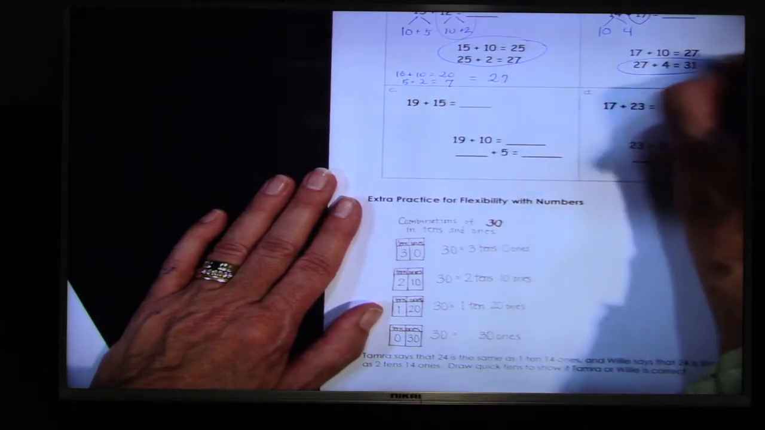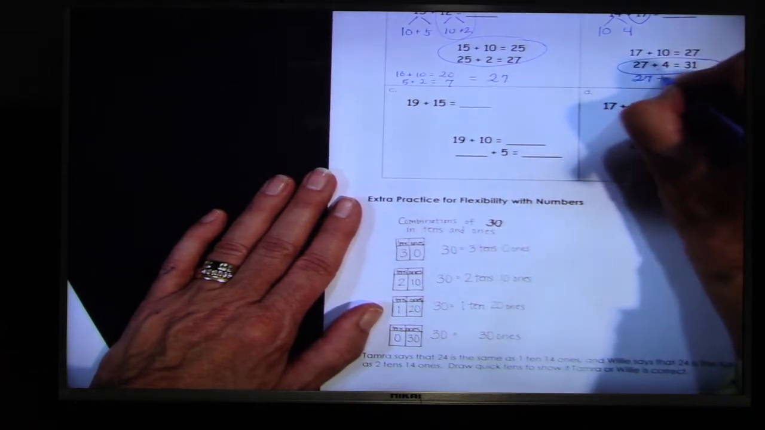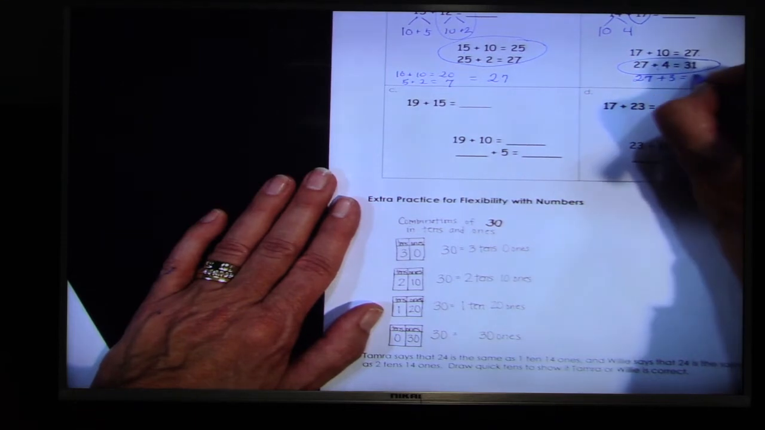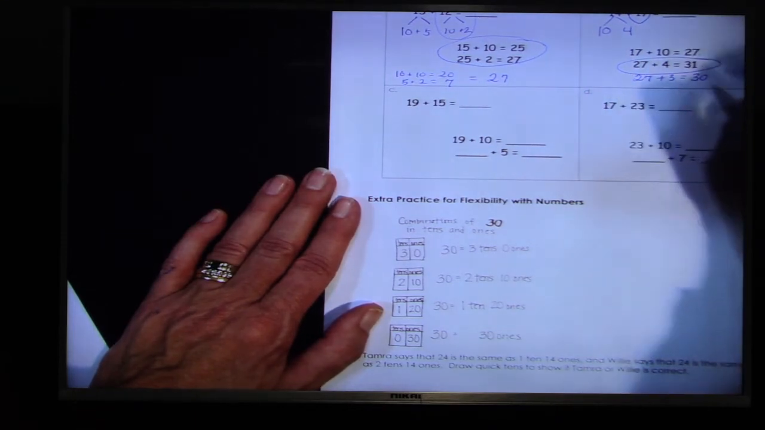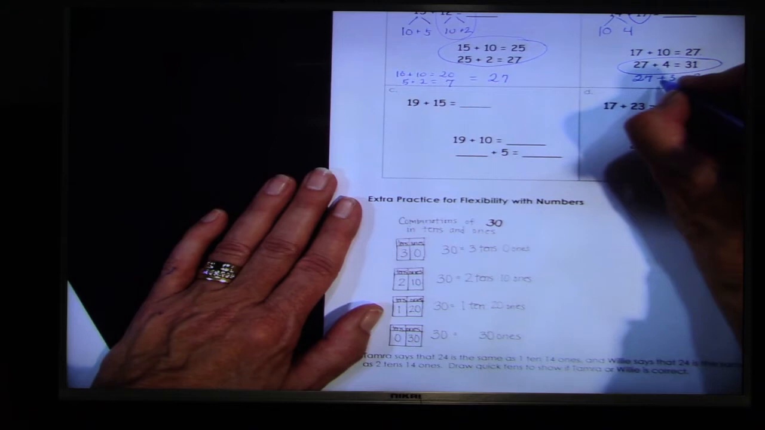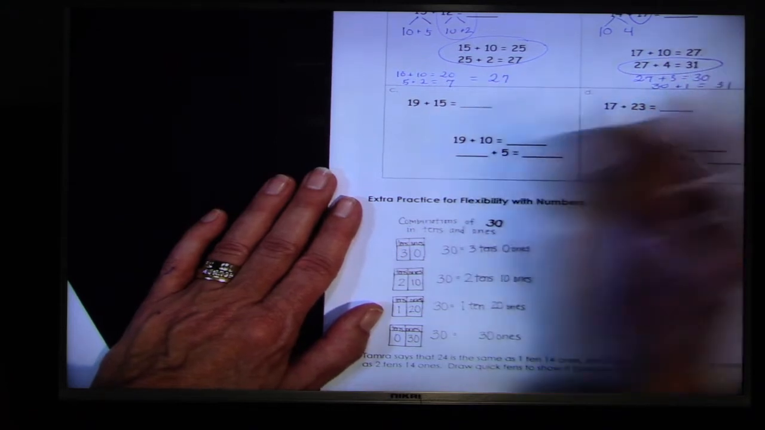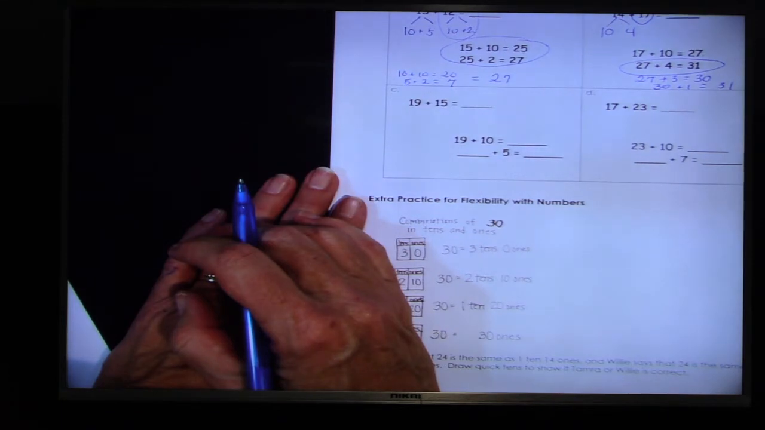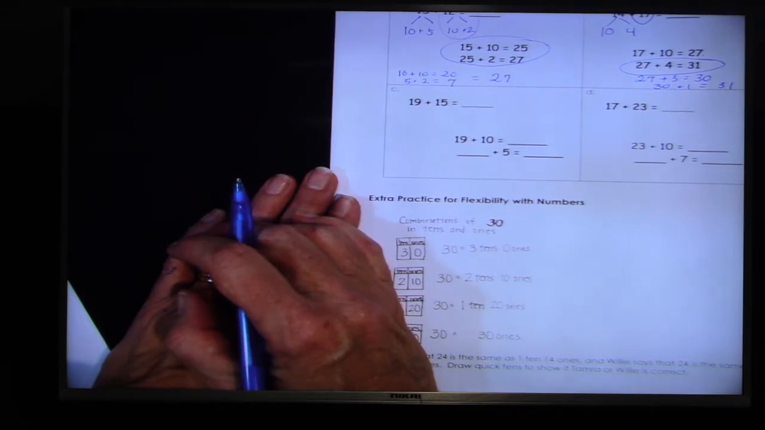I do want to talk about this step. Some kids might do 27 plus 3 equals 30 because they have trouble going across that decade, and then they'll do 30 plus 1 equals 31. So there's lots of ways to break numbers apart to make the addition accurate.